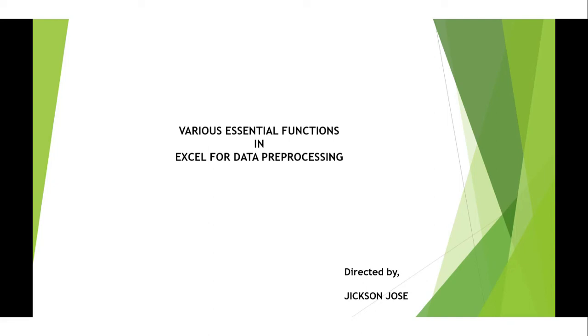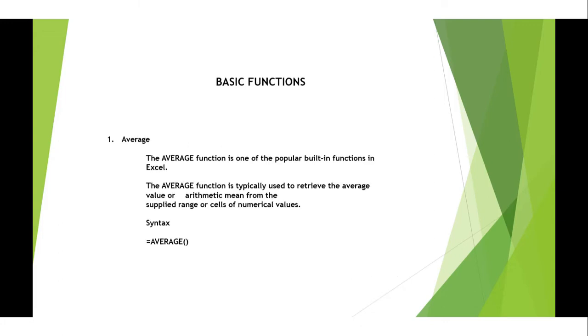Today we are going to see some essential functions in Excel for data preprocessing. First of all, we are going to see the basic function, average. The average function is one of the popular built-in functions in Excel. It is typically used to retrieve the average value or arithmetic mean from the supplied range of cells of numeric values.